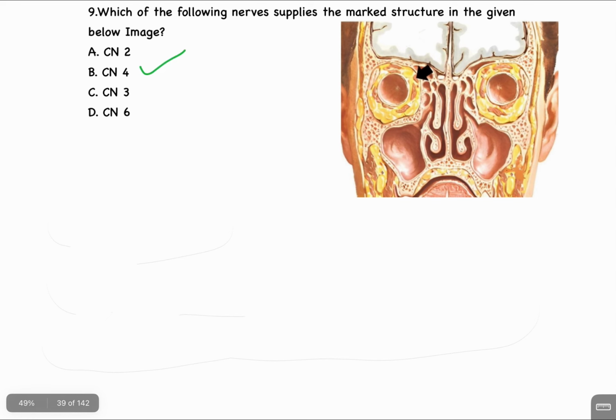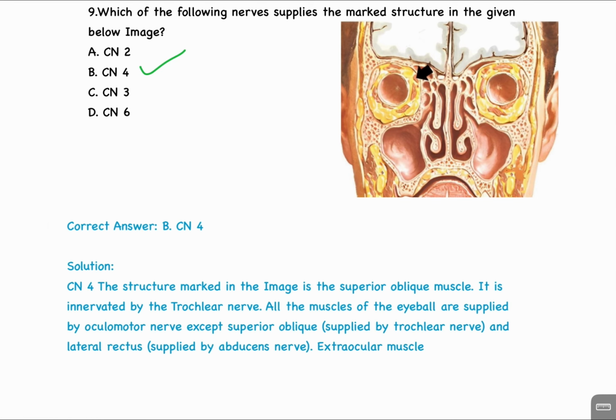Cranial nerve number 4. The structure marked in the image is the superior oblique muscle. It is innervated by the trochlear nerve. All the muscles of the eyeball are supplied by the oculomotor nerve except the superior oblique, supplied by the trochlear nerve, and the lateral rectus, supplied by the abducens nerve.